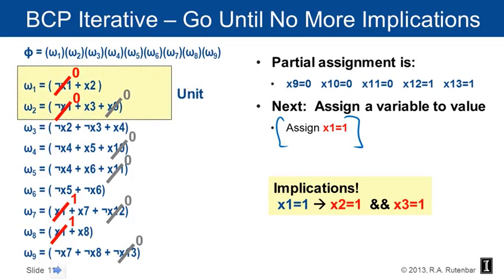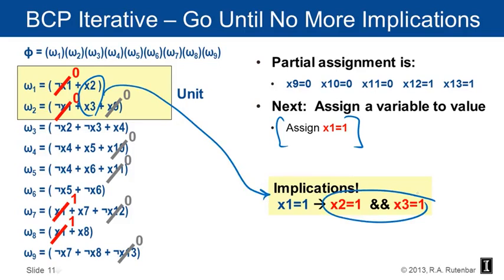This is helpful because in these first two clauses, and I'm going to circle this here, things have become unit. In clause omega 1, x2 stands alone. It's the only variable without a value. I know what it has to be. It's got to be a 1. And in omega 2, x3 is the only variable without a value. Everything else is a 0. And so I know x3 has got to be a 1. So my unit clause rule tells me I have figured something out: x2's got to be a 1 and x3's got to be a 1, or I can't make any further progress.